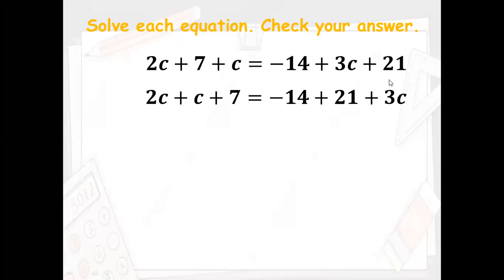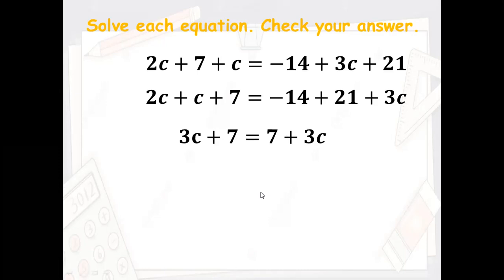So here we have negative 14 plus 21. We cannot do anything with the 3c because there are no more 3c's. So we can only solve the 2 numbers. So here 2c plus c, here it's 1, as you know, no number means 1. So it's going to give us 3c plus 7 equals negative 14 plus 21, which gives us positive 7, plus 3c. Now we have the equation in this form.